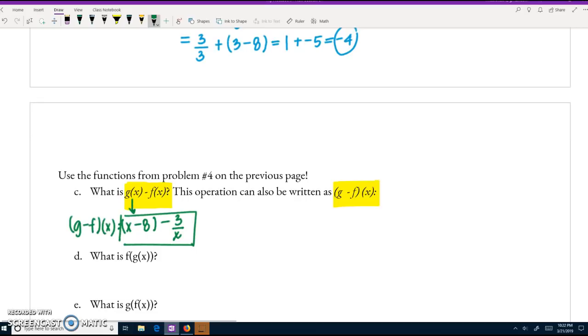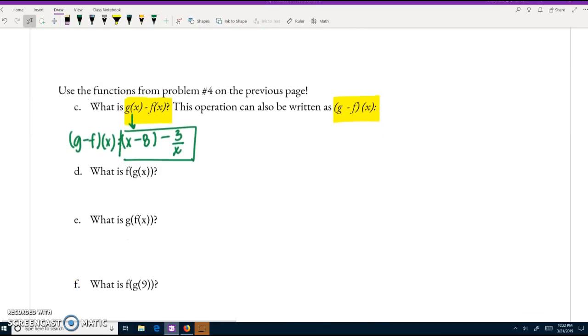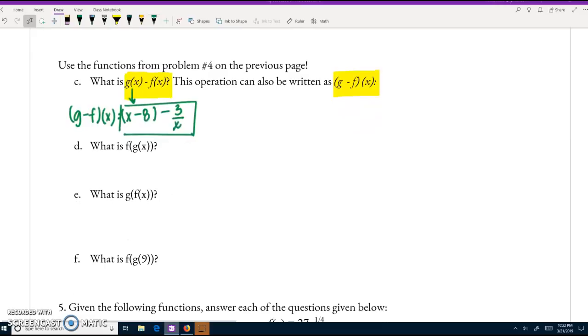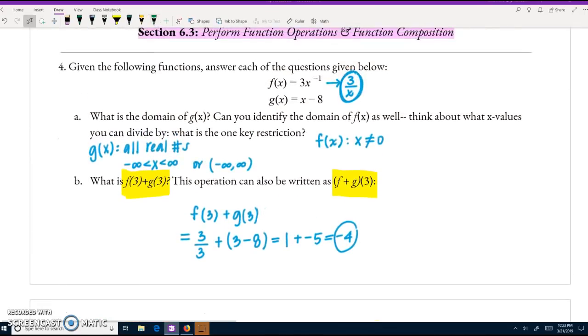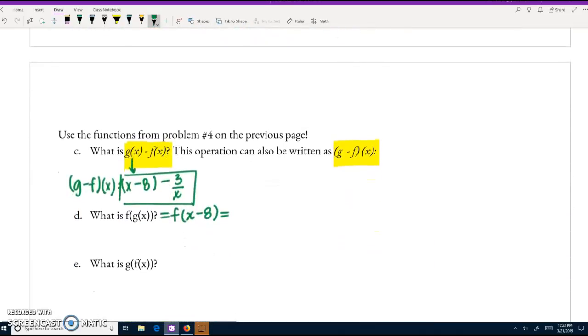Then we've got some function composition work. So D says, what is f of g of x? So g of x is x minus 8. So this is the same thing as plugging x minus 8 in for x in the function f. So f is this guy, the 3 over x. So I'm going to take x and fully replace it with x minus 8 down here. So this is going to be 3 over x minus 8. And that's our composition function.